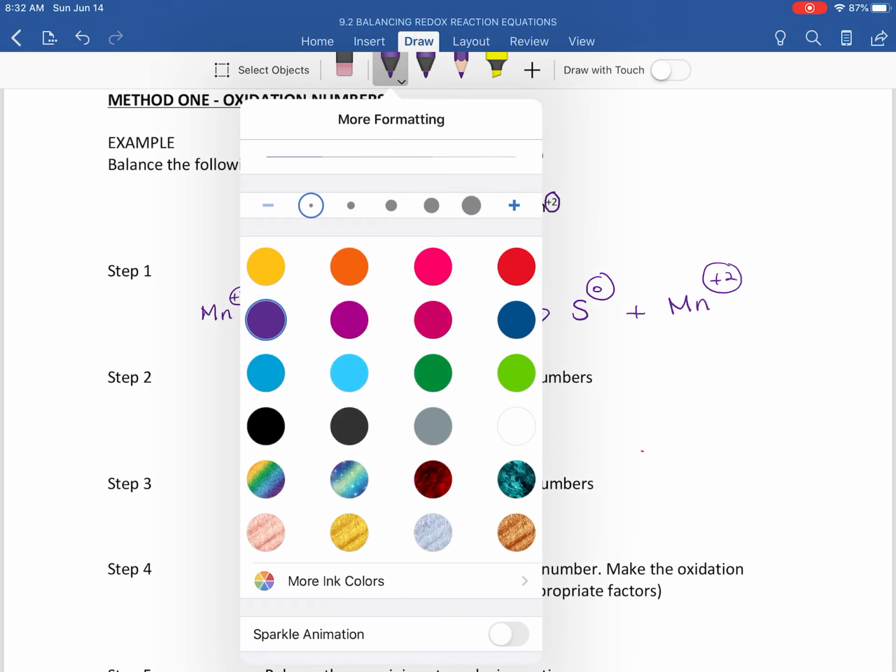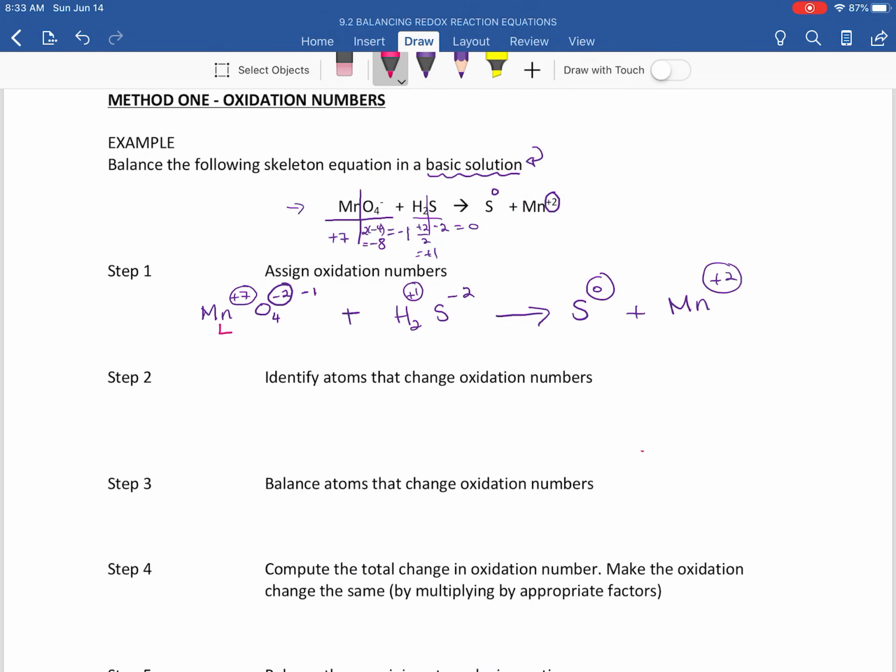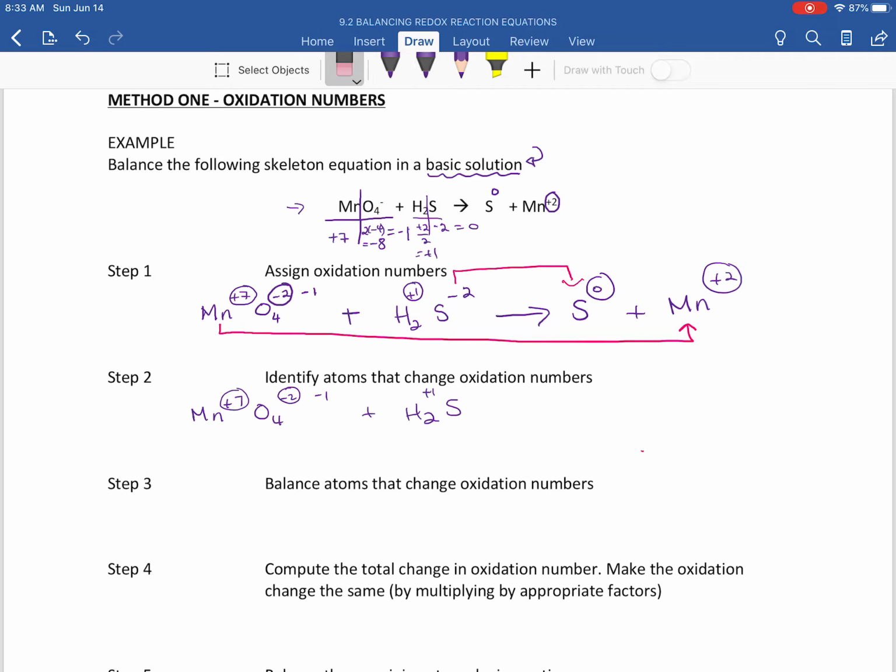So now that we've identified our oxidation numbers, let's take a look and see who's changed. I can already see manganese has changed, and I can see that sulfur's changed. Actually, I'm just going to get rid of all the oxidation numbers. Sorry about that. They're not really necessary, because it just goops it up.